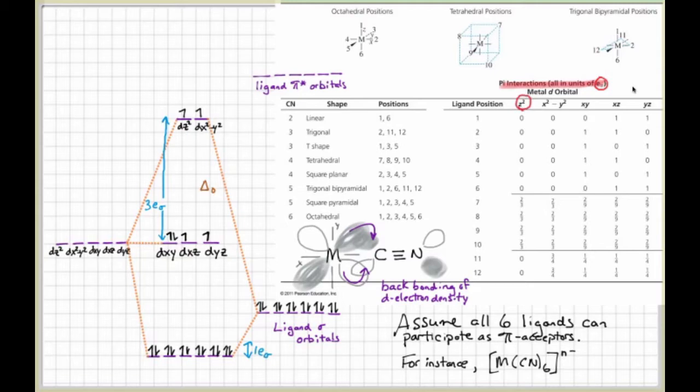The dz squared has 0 pi interaction with ligands in positions 1 through 6 in our octahedral complex. So these 6 cyanides arranged in an octahedral fashion occupy positions 1 through 6, the same positions we just worked on with our sigma interactions. But now in the pi interaction, the dz squared has 0 overlap with these types of pi star orbitals. And so this dz squared will be unaffected.